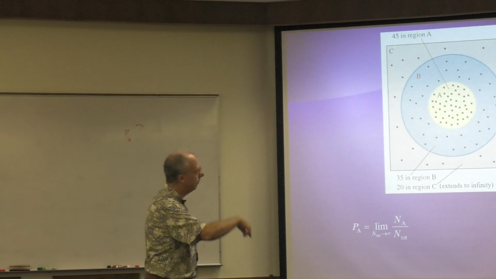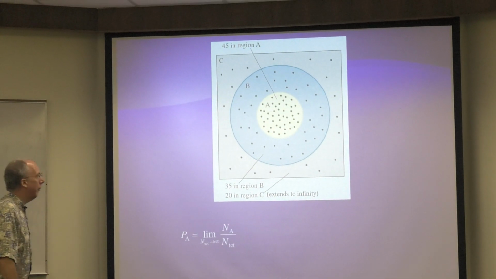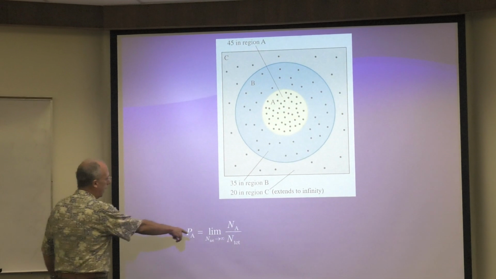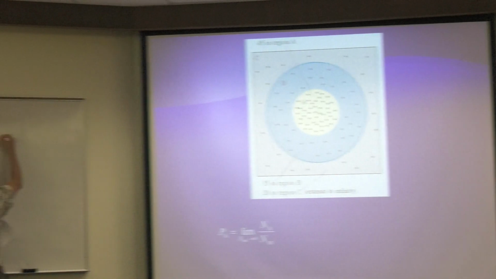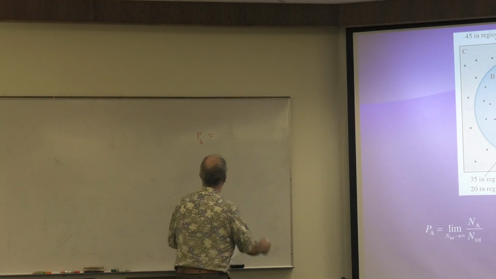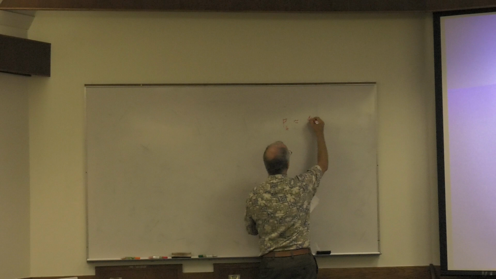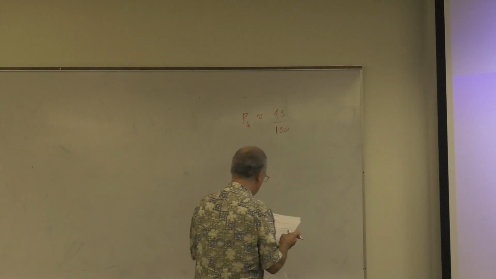So pause your video and figure it out. All right, I'm sure you can figure it out. So the number in A is 45. I really should say approximately equal to, and maybe I will for a while, but eventually I'll just say forget it, just put equals. So PA is 45, right? That's the number in A, and the total is 100. Okay? So that's what it is.